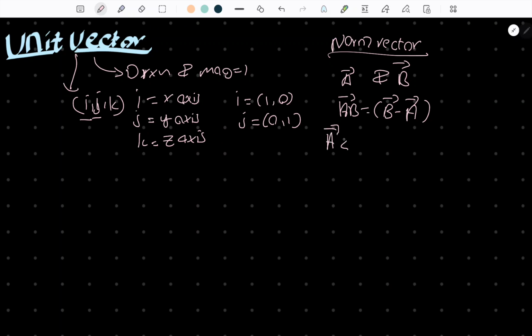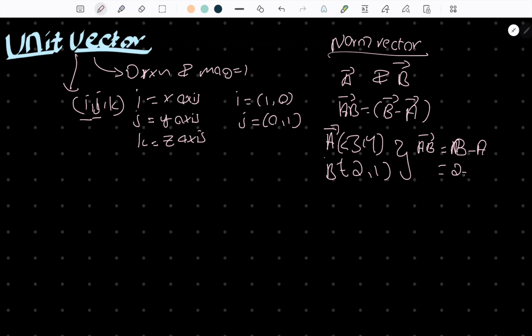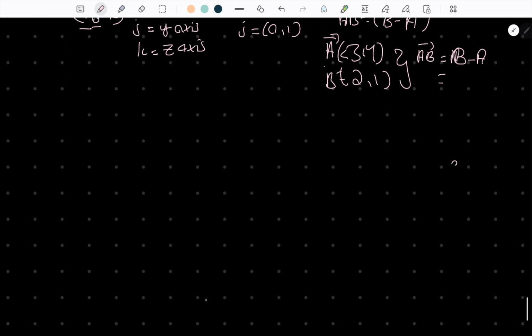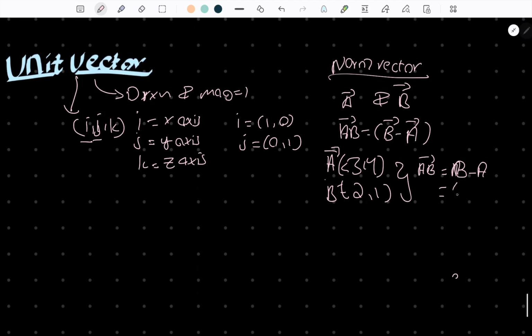If A is equal to (3, 4) and B is equal to (2, 1), then AB will look like B minus A, right? So 3 minus 2 comma 4 minus 1. In this case, it would be (1, 3). Okay, so that's the easy way to do it.